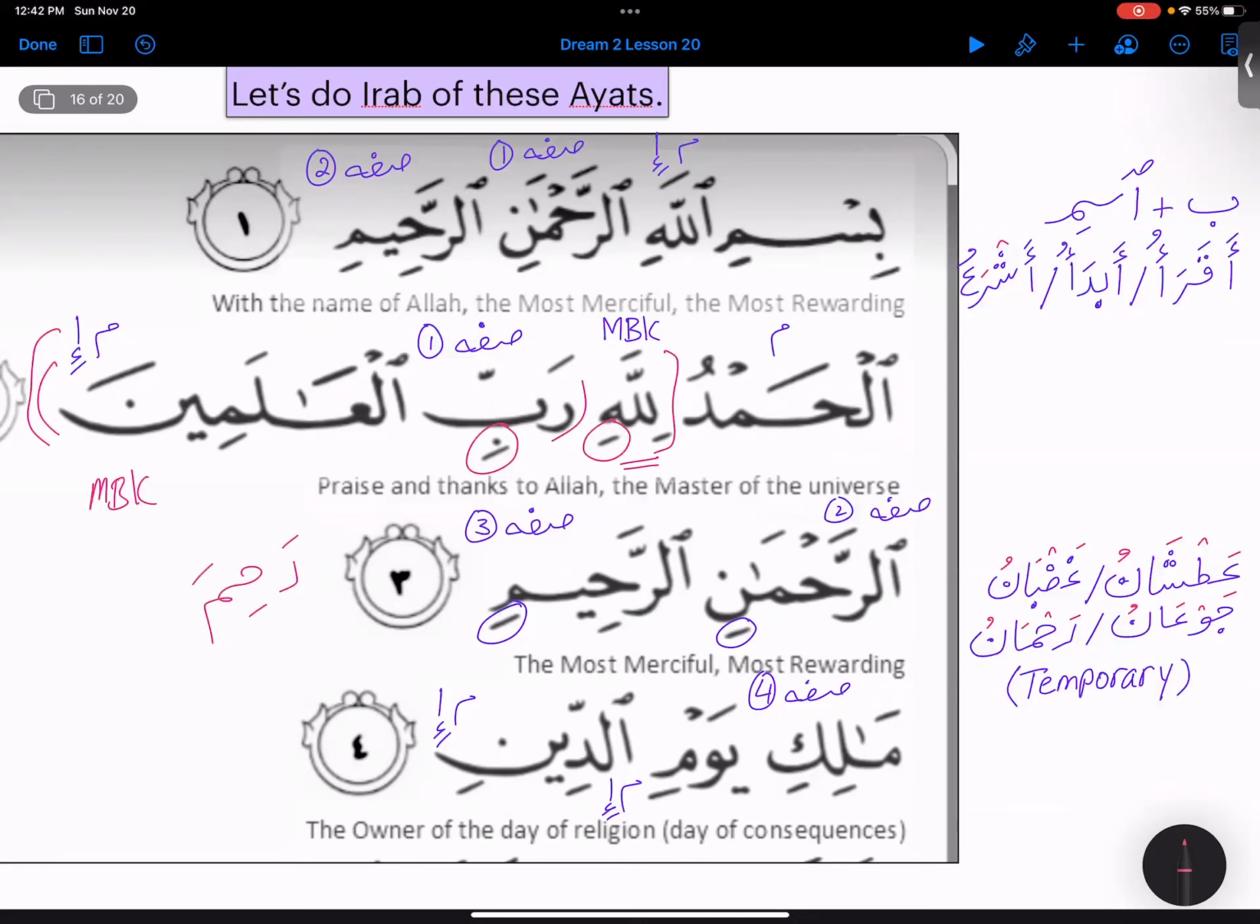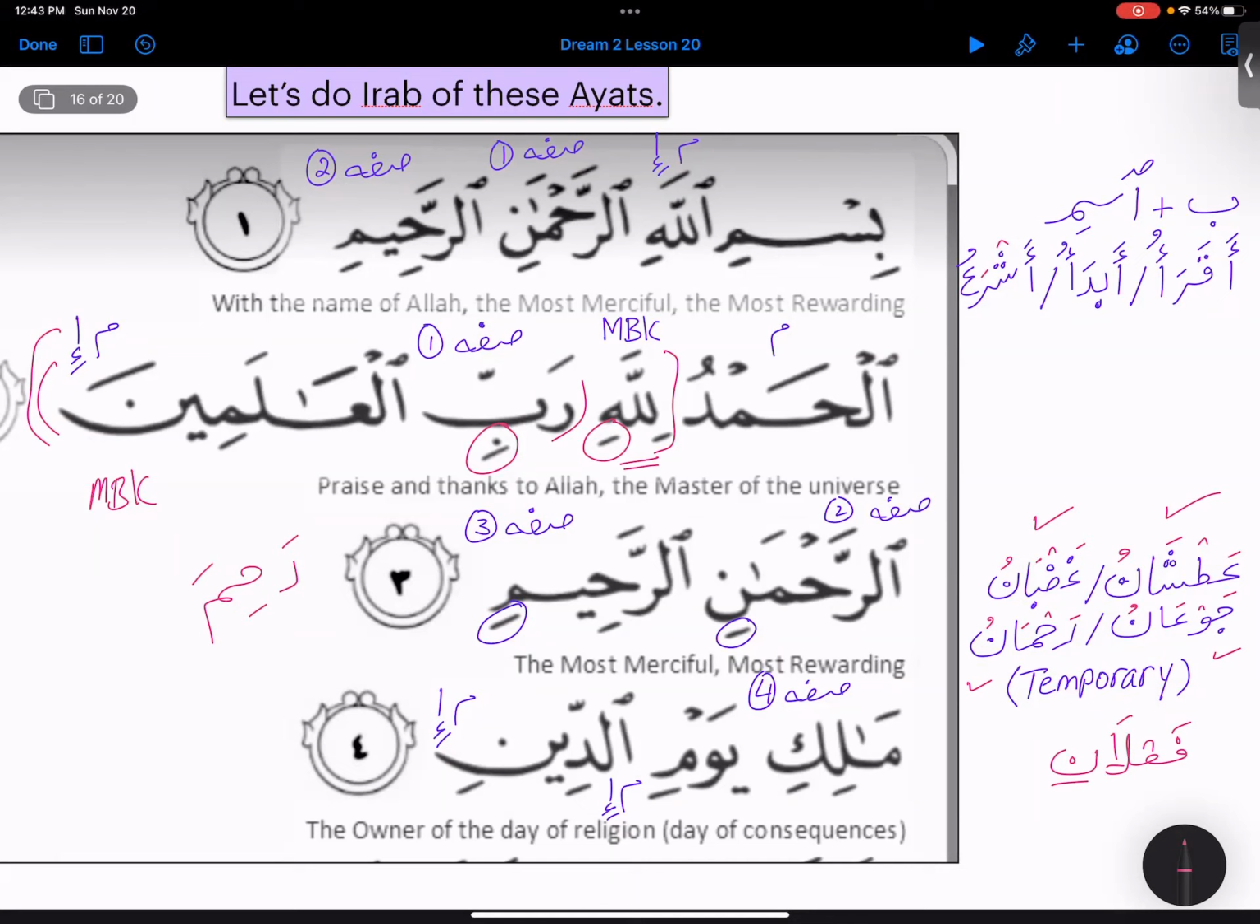Because they both come from the root letters Ra-Ha-Meem. Why is Allah subhanahu wa ta'ala using two words from the same root? Did I explain that before? Yeah, you said Rahman is like for this world, and Raheem, Allah will be Raheem for the Akhirah. Yeah. So Rahman is on the pattern of Atshan, Ghadban, Jaw'an, Rahman, Fa'lan. This is the pattern. So basically, this an at the end of this ism is making it special. That is called Sighatul Mubalagha.